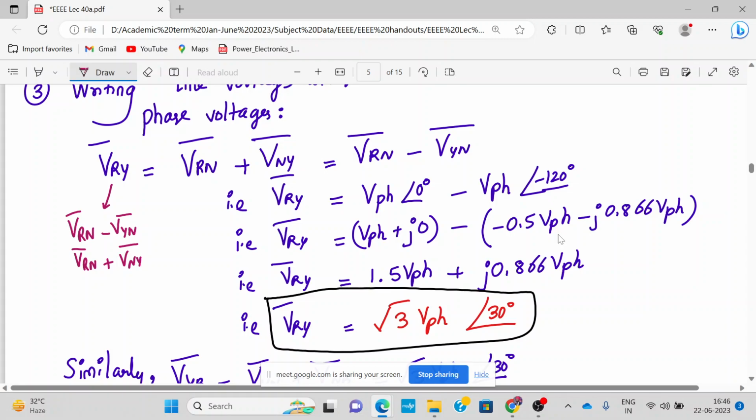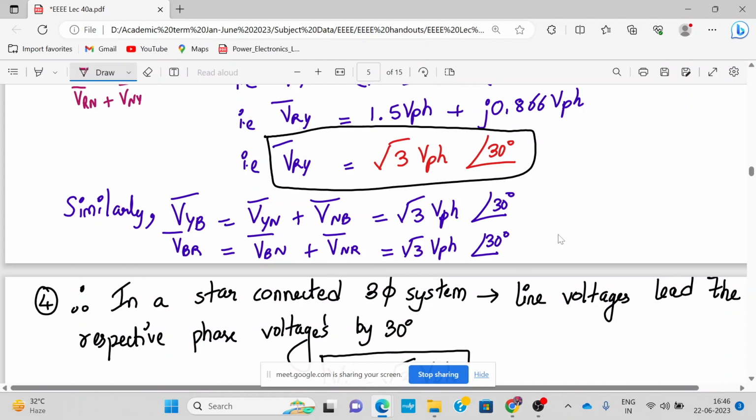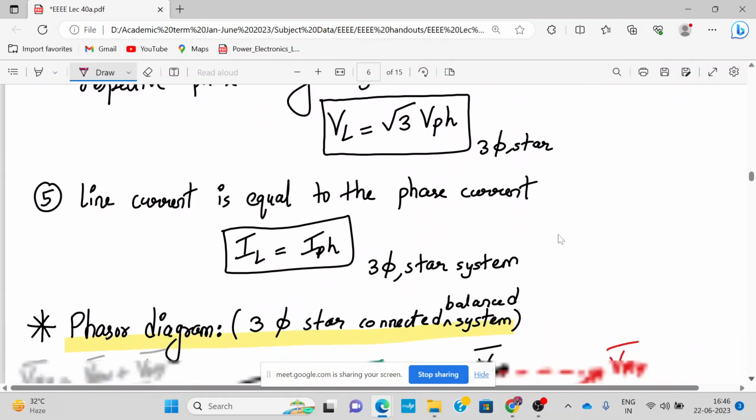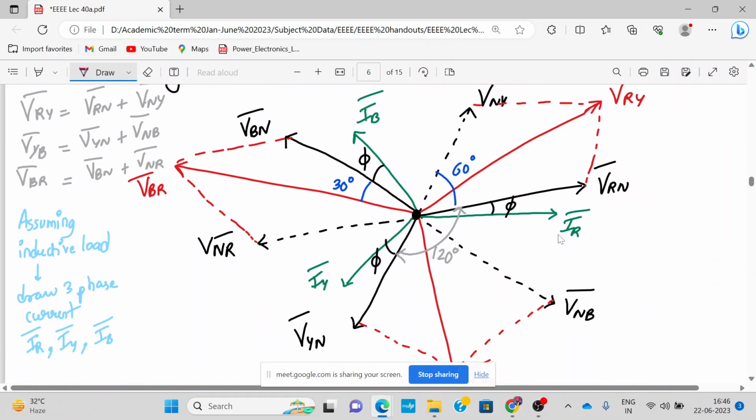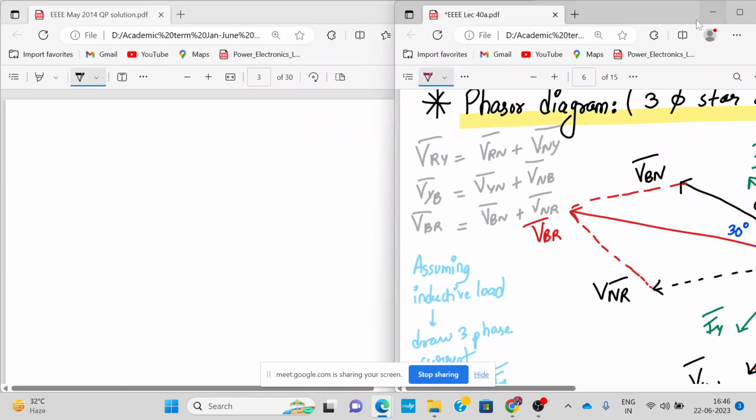This is something different, but this is the equation which you remember. VRY is VRN plus VNY. Similarly, VYB is VYN plus VNB. VBR is VBN plus VNR. So this we should remember, and then we are ready to draw.